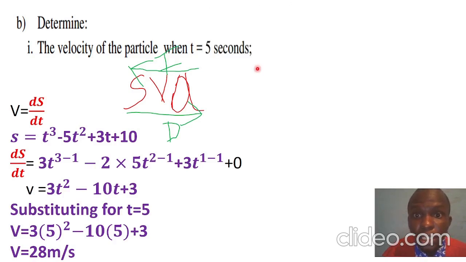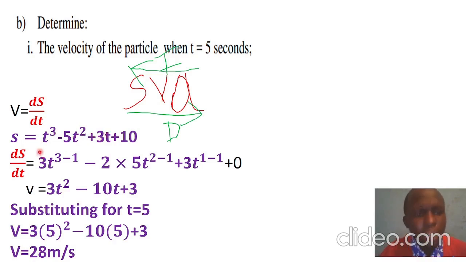Now for us to get a velocity from displacement, we have to differentiate. So v, which is velocity, is equal to ds with respect to t. Our t here is our independent variable, and our s is our original function. So for us to get velocity, we have to differentiate displacement with respect to time. So s, our original function, s is equal to t cubed minus 5t squared plus 3t plus 10.